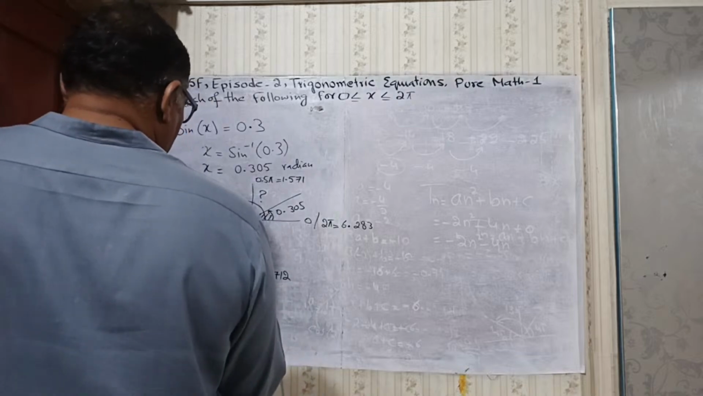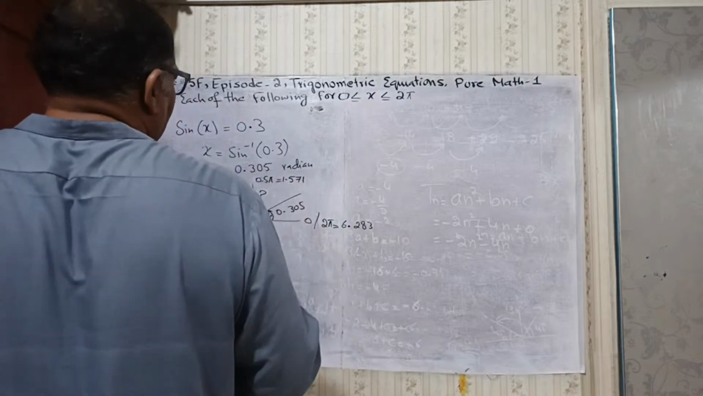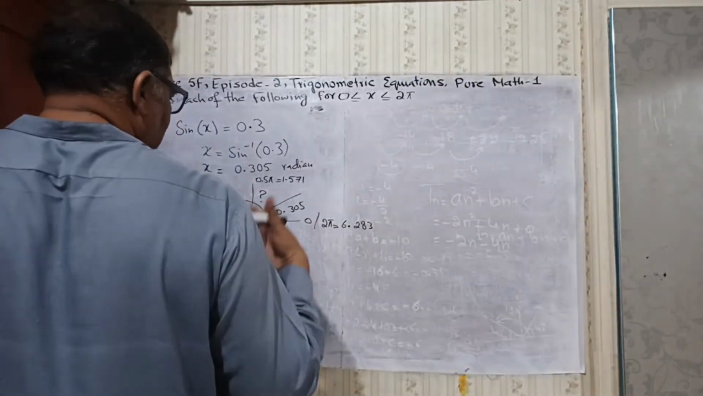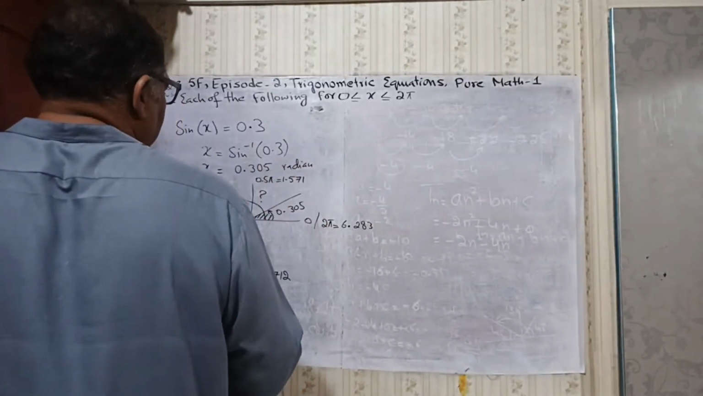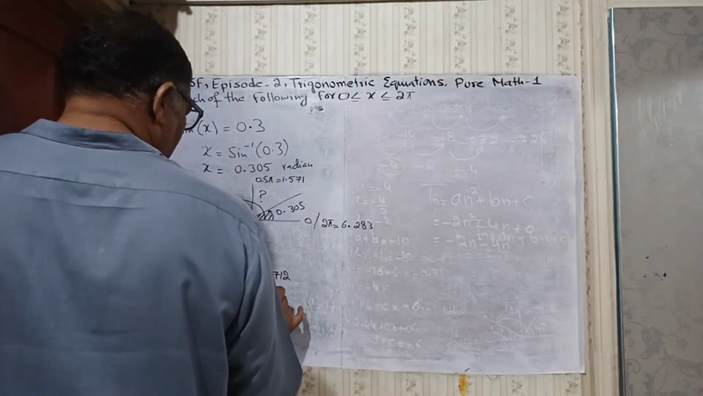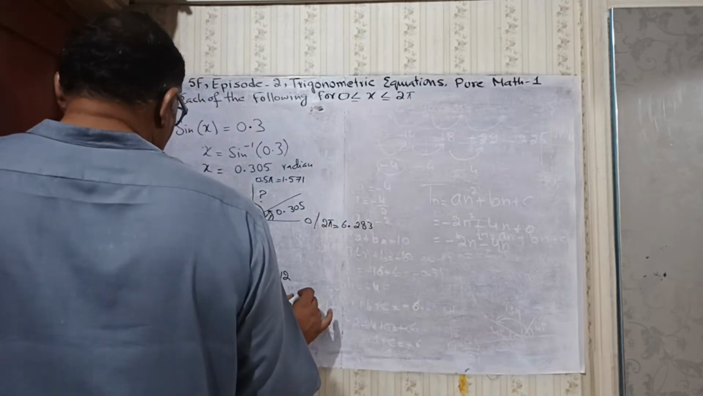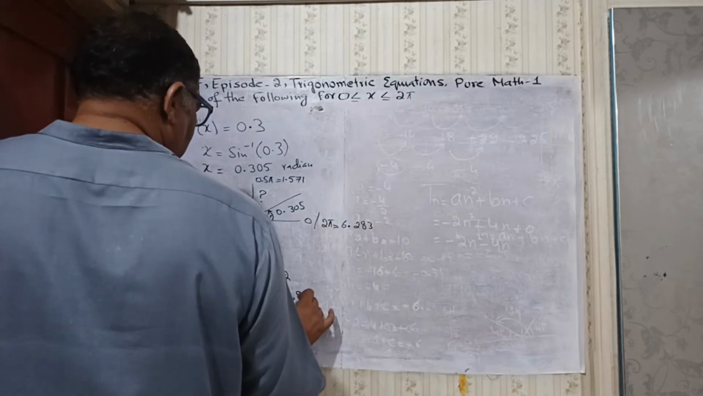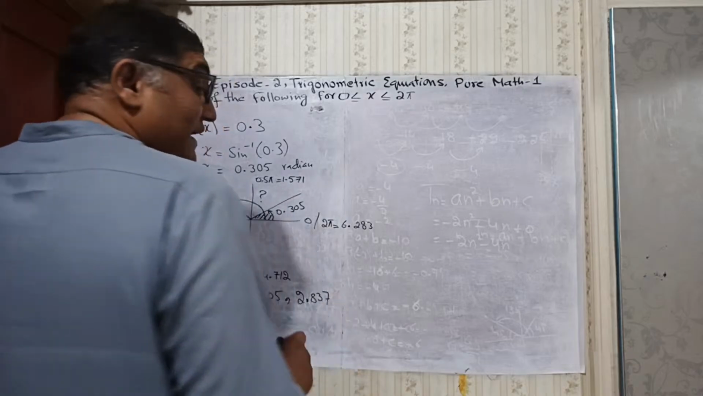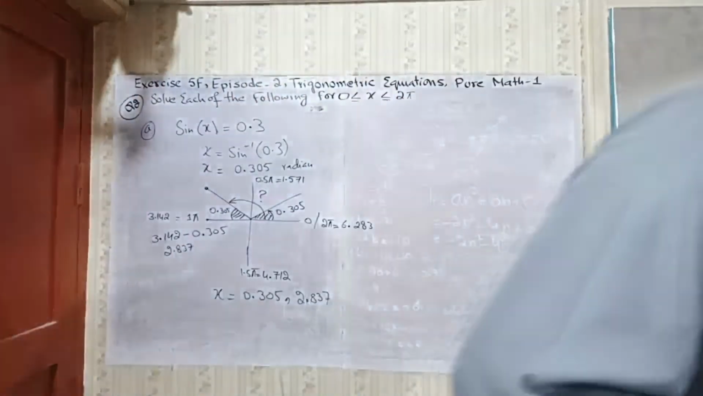So the value of x when sine is positive from 0 to 2 pi happens in two places, the first quadrant and the second quadrant. One value will be 0.305 in the first quadrant, and the value in the second quadrant will be 2.837 radians. Okay, let me check the answer.